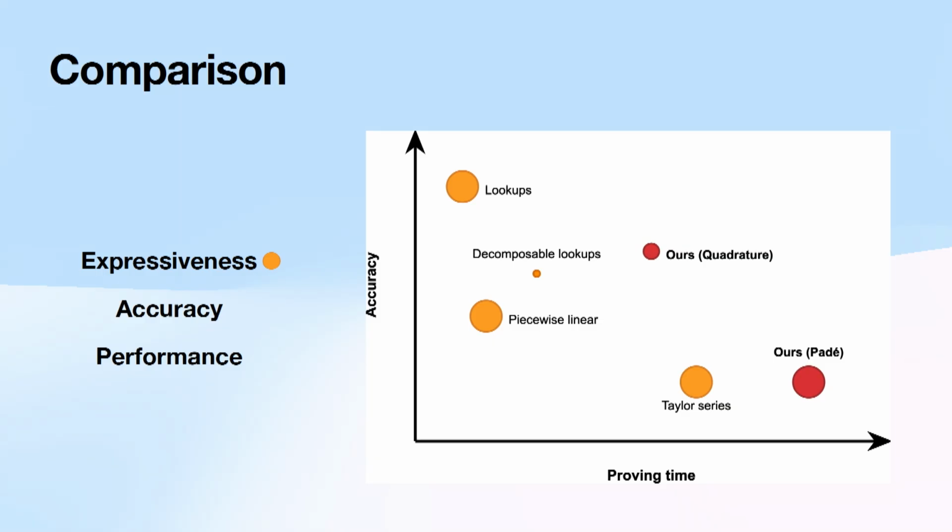The Padé approximations are basically the best in performance and about as good in accuracy as Taylor series. But we show that our quadrature approach basically gets almost the best accuracy you can without losing completely on the prover time. Because as you scale up, the lookup tables become extremely large and you become infeasible to prove, while this still scales up very well to very large scaling factors.